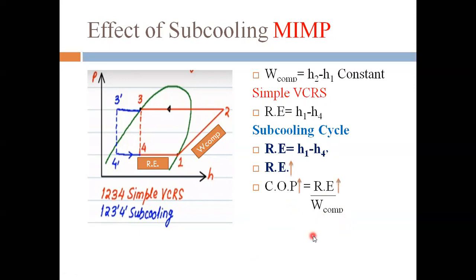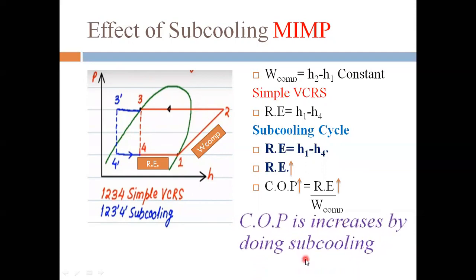So the whole COP will be increasing. So it is advisable to do the subcooling, we will have more COP. So COP is increased by doing the subcooling. So one of the important factors is that when we have the subcooling in any cycle or simple VCRS cycle, we will have more COP. So subcooling is advisable, as COP is increased by doing the subcooling.